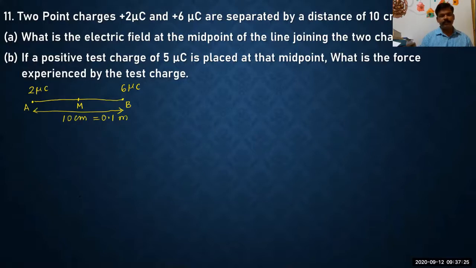In the second case, if a positive test charge of 5 microcoulomb is placed at that midpoint, what is the force experienced by the test charge? The same thing, just like in the previous problem. Here also, if one test charge is placed at M, then what will be the force experienced by it? Now, my question is, how many source charges are present here? Whether only one source charge is there, or two, or three?